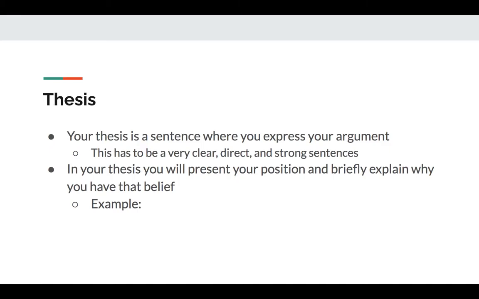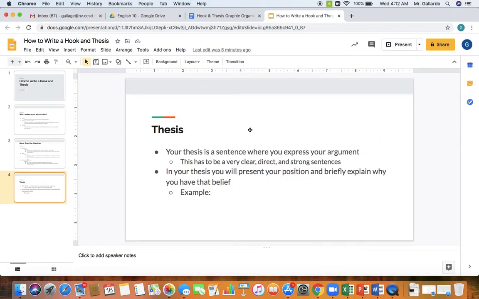A thesis. So your thesis is a sentence where you express your argument. And like I've said before, this has to be very clear, very direct, and very strong. So this has to be really the one sentence that makes your argument very clear to the reader. Okay? And in your thesis, you will present your position and briefly explain why you have that belief. So in there, you can see I have the example part blank. That is because instead of just putting it up, I will show you how to write one.